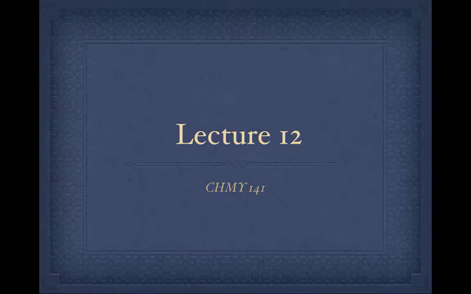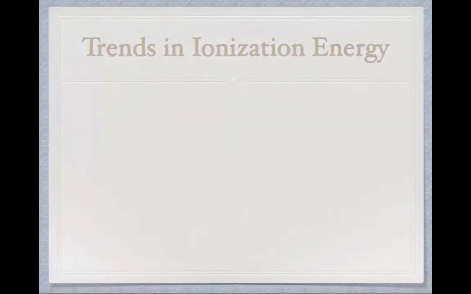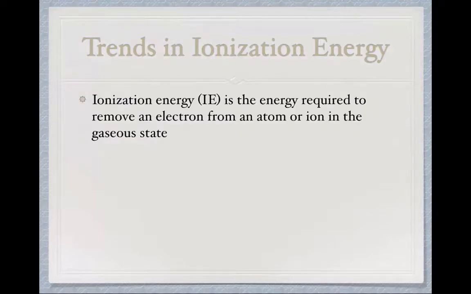We're going to finish up our ventures in Chapter 4 and get started on Chapter 5 in this lecture. So the last couple things that we want to wrap up in Chapter 4, one of which is trends in ionization energy. Now, ionization energy is the energy that is required to remove an electron from an atom or an ion that is in the gaseous state.